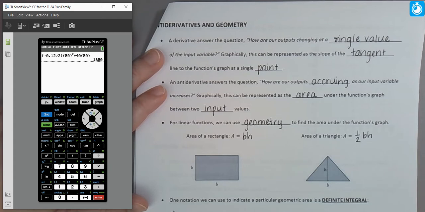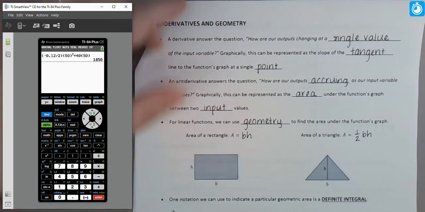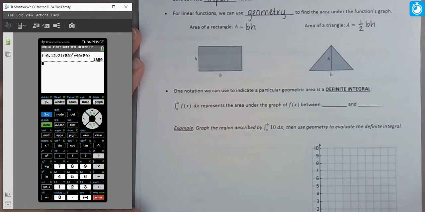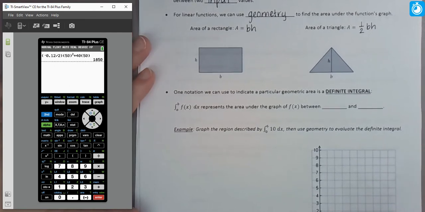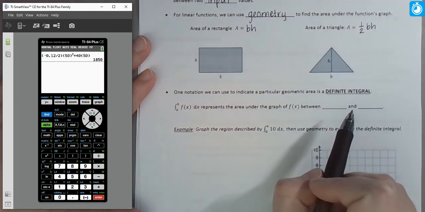Well, of course, we could literally be told we're finding an area, but there's also a way of representing this concept of area using what we now know about antiderivatives and the notation we use for antiderivatives. So one notation we use to indicate that we're looking for a particular geometric area based on a particular function is what we call a definite integral.